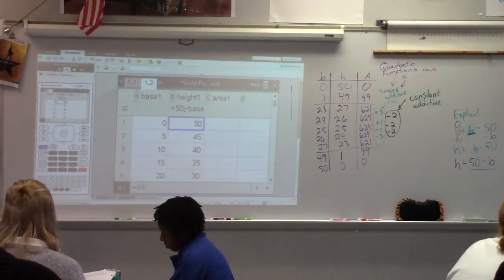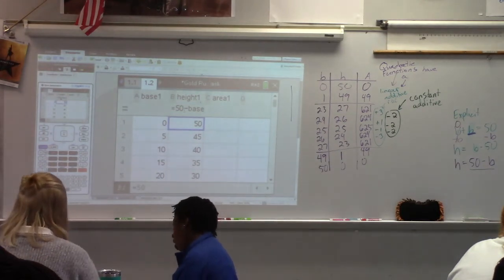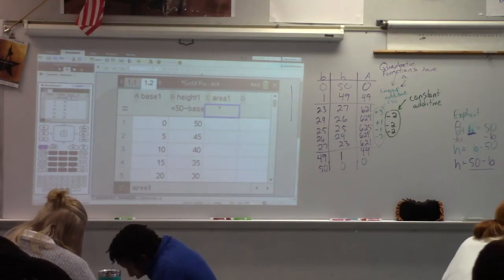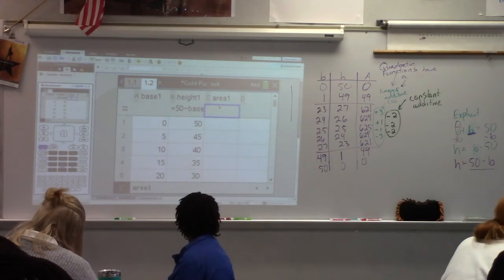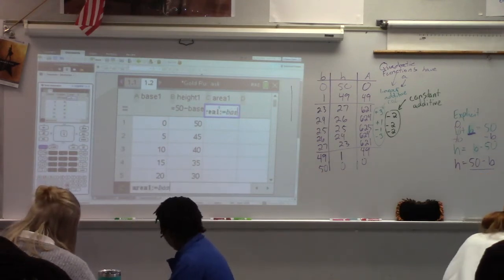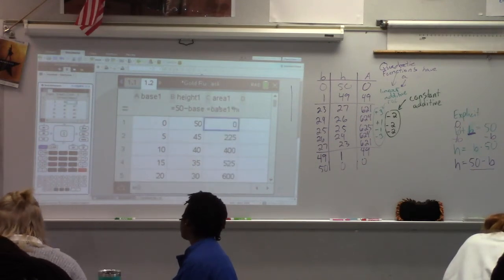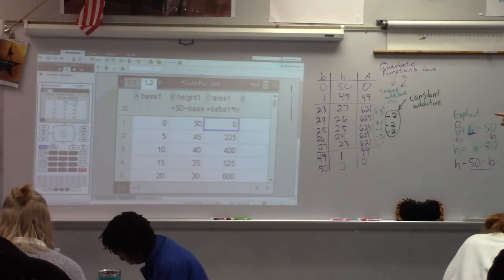And so, now, looking at the area, how are we going to calculate area? Jackson. Base times height. Okay, so notice I can explicitly say that area is equal to base times height, right? So I'm going to type in equals base 1 times height 1. Well, area is base times height, right? So I typed in my base variable equals base 1 times height 1.